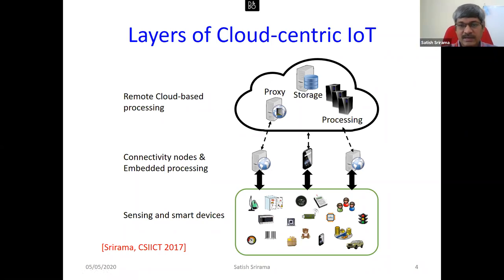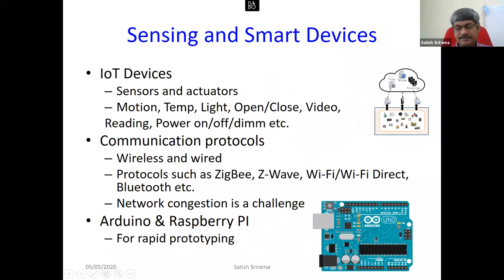So this is the basic cloud-centric Internet of Things based hierarchy. If we look at each layer, at the base layer are the sensing and smart devices, which we discussed extensively yesterday, thanks to Dr. Nagendra, who gave us an excellent background. So now we know what sensors and actuators are, how they work, and what the basic communication protocols are using which we can talk with those sensors, for example, ZigBee, Z-Wave, Wi-Fi Direct, or Bluetooth.